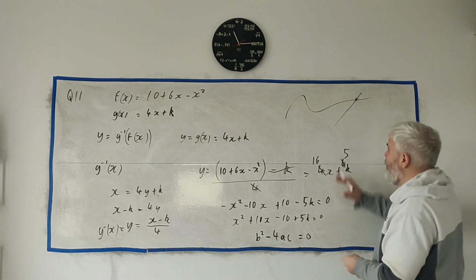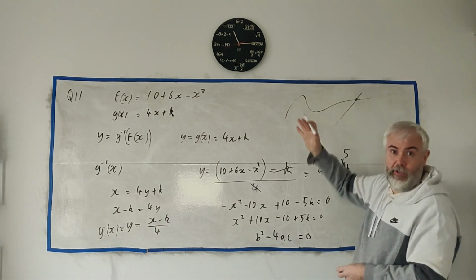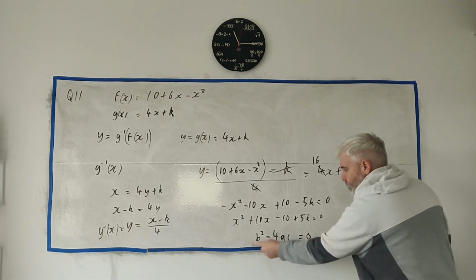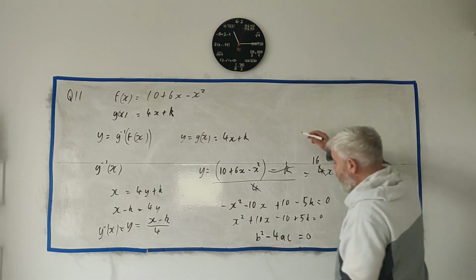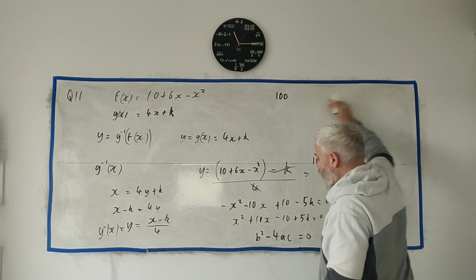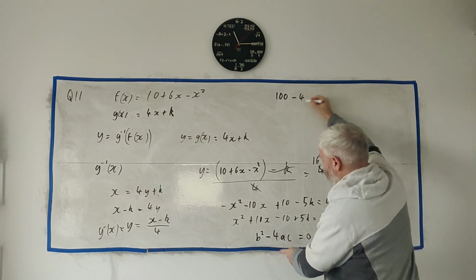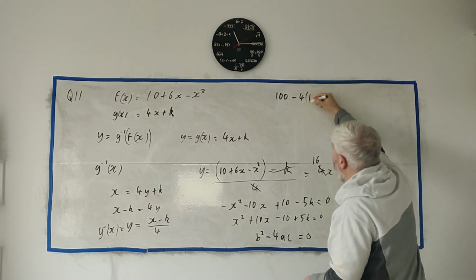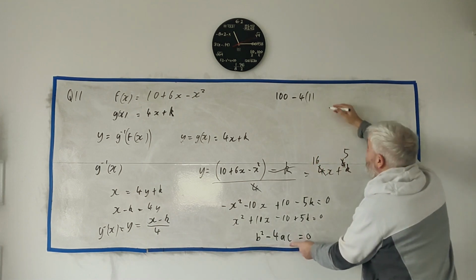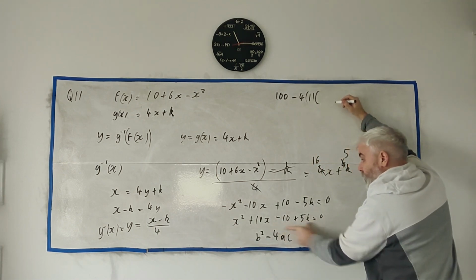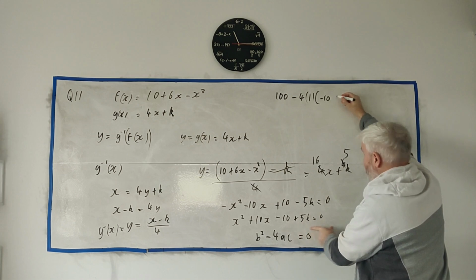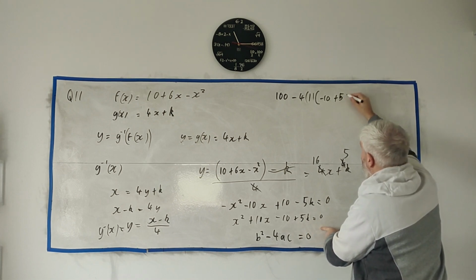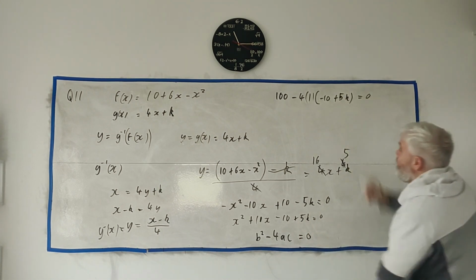Let me rub off up here and I will squeeze the answer in. So I'm going to write this again, but instead of b, I'm putting in 10. So 10 squared is 100. Minus 4, instead of a, I'm putting in the 1. That's in front of this x squared. Instead of c, I'm putting in the non-x part. That's minus 10 plus 5k. And I know that equals 0.